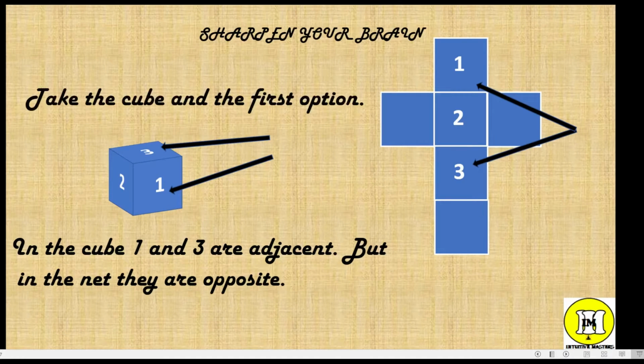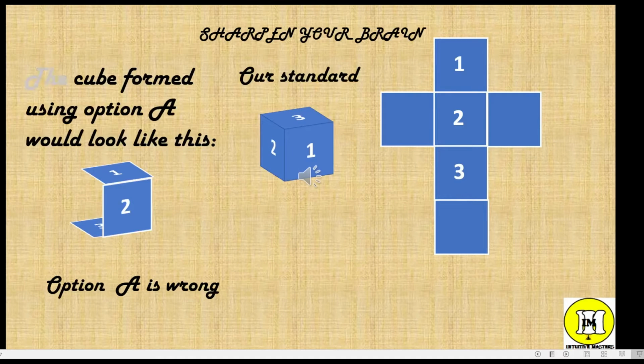Take the cube and also the first option. In the cube 1 and 3 are adjacent, but in the net they are opposite. The cube formed from the net given in option A would look like this. This is not like the given cube. The option A is wrong.